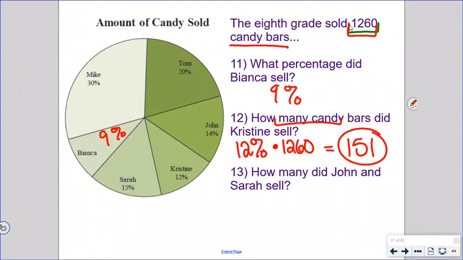Yes, she sold 12%, but that's not what I want. I want to know how many candy bars she sold. And that's what you get.